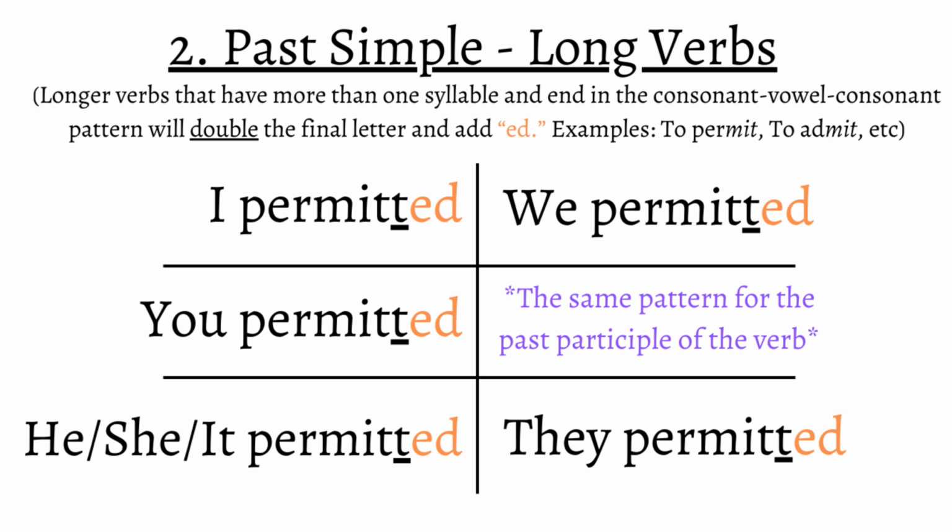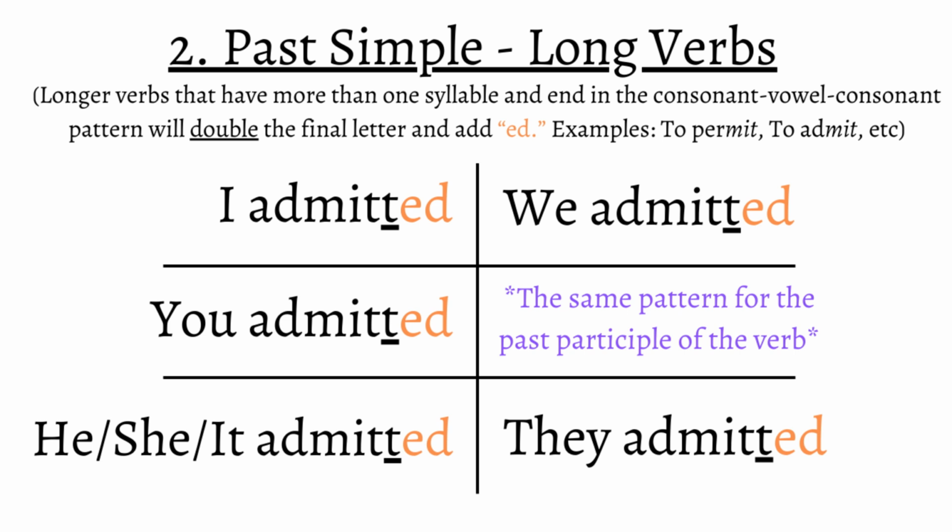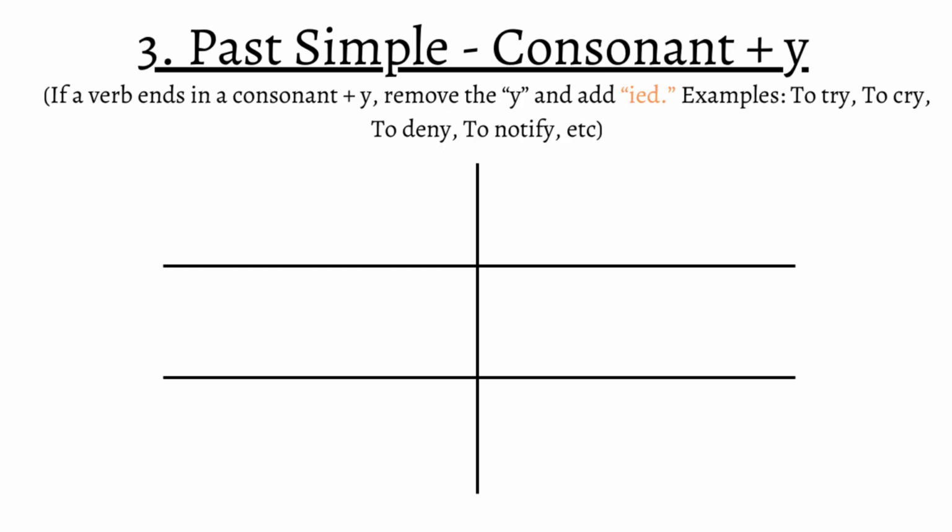To admit in the past simple will look like this: doubling the final letter, adding -ed, and its pronunciation is admitted. The pattern is the same for the past participle form too. If a verb ends in a consonant plus y, we will remove the y and add the letters I, E, D, like in the verbs to try, to cry, to deny, and to notify.